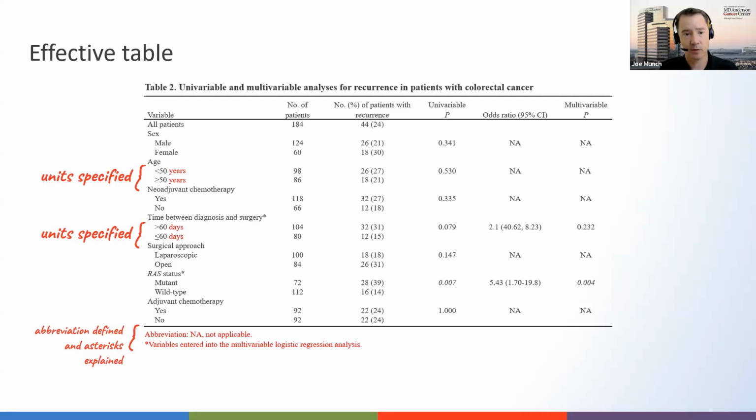One additional point, we recommend not leaving cells empty. If a cell is left empty, readers could think that it was left empty by accident. In the analysis reported in this table, variables were entered in the multivariable analysis only if the p-value on univariable analysis was less than 0.1. For the variables not entered in the multivariable analysis, we have typed NA in the multivariable analysis columns. It would also be correct to use a long dash or ellipses in place of NA.